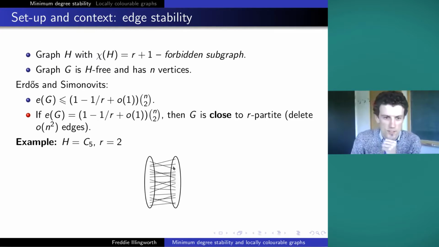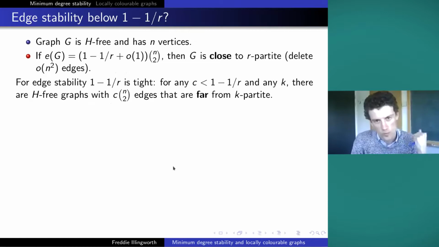And I think a natural question at this point is what happens if you go below 1 minus 1 over r? So you've got some H-free graph. What if it has constant times n choose 2 edges where the constant's a bit below 1 minus 1 over r? Is it close to, maybe it's not close to r-partite, but maybe it's close to 2r-partite or something else? And sadly, that's not true, and it's really not true. So if you go a bit below (1 minus 1 over r) n choose 2 edges, then the chromatic number can be large and it can be far from being small, but for a slightly silly reason.